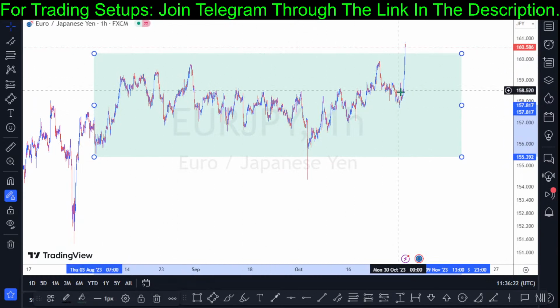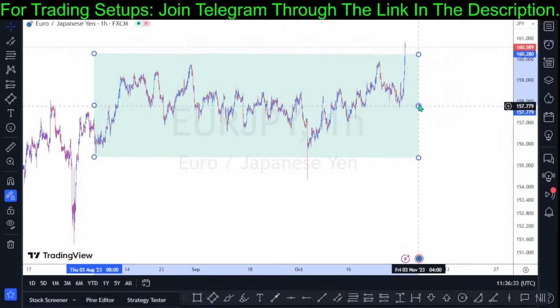We have a ranging market right here. Suddenly we have a breakout. Some traders could be looking out for a breakout entry right here, but this is not the kind of way I trade. So based on what I have right here, I don't have any reasons to long or to short.